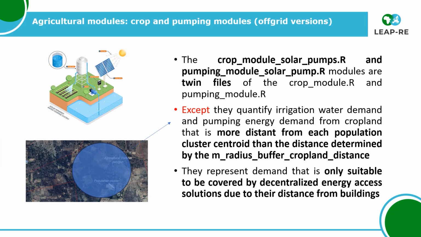The crop processing and the pumping modules basically have two twin options, as I was mentioning before. So if cropland is too remote, so if it's further away than the value of the M radius buffer cropland distance, then this demand is represented separately as a demand that is only suitable to be covered by decentralized energy access solutions, because it's very far from the community, so it's not suitable, for instance, to be supplied by a local mini grid, and it's only suitable to be supplied with decentralized pumps.